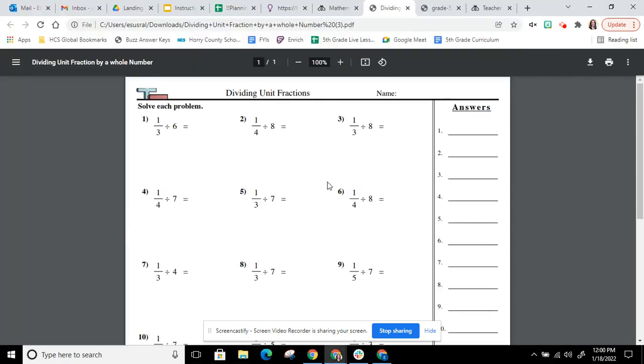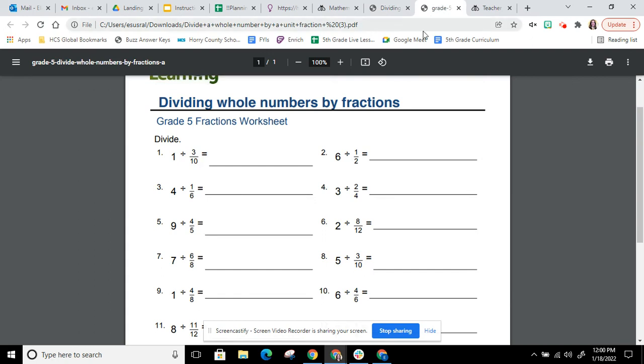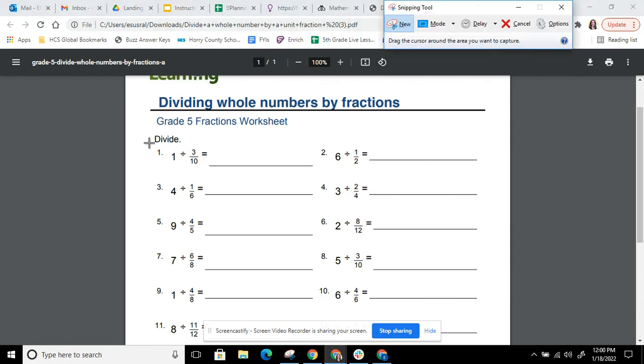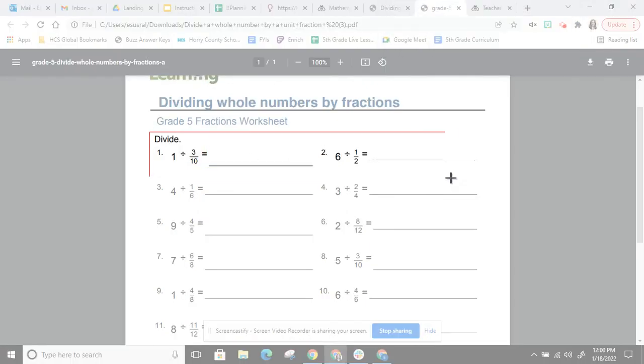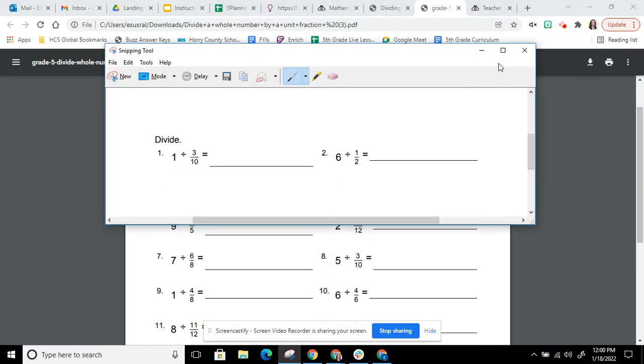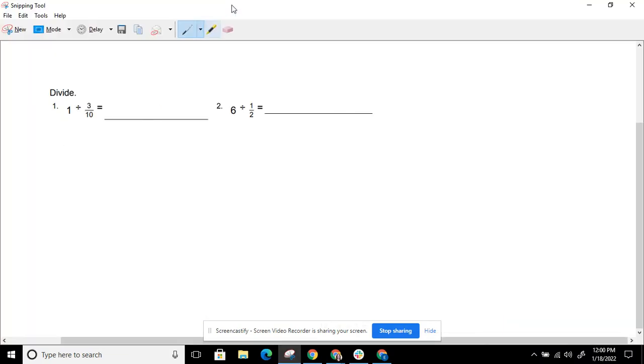Okay, that worksheet right here. I just did 1 and 2. Your second worksheet is the opposite, where you're taking whole numbers and you're dividing them by fractions. I'll do a couple examples here for you from this worksheet. We'll do 1 and 2. It's the same process, boys and girls, but now our numbers are just a little different.